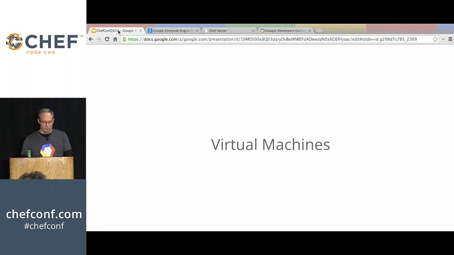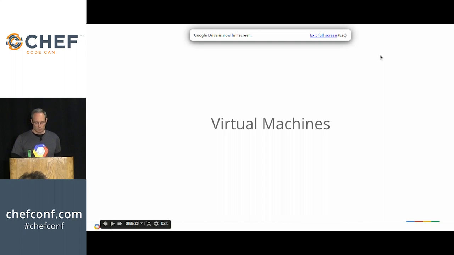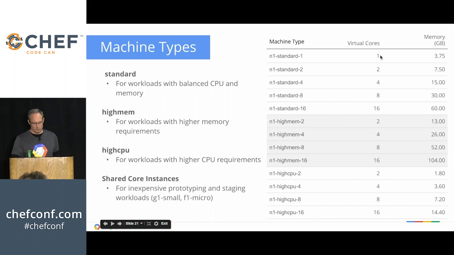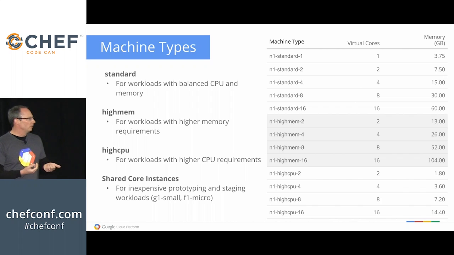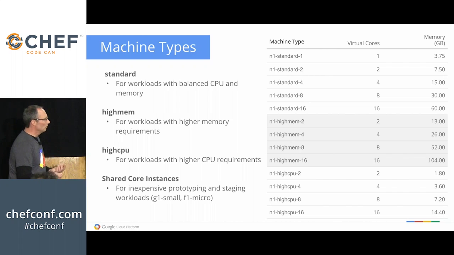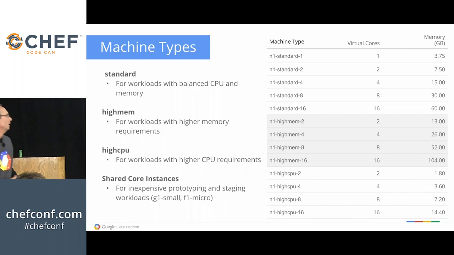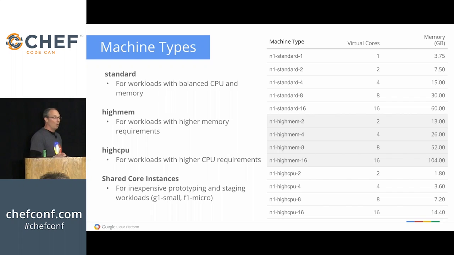So let's go back over here. All right, our machine types. Based on your needs, we've got them categorized into 3 different mixes of CPU and RAM. So our standard size, in the top part of the chart there, goes all the way up to 16 cores, and if you're in the high mem section, you can get up to 104, I think that's 104 gigs of RAM. Depending on your workloads, it might be more CPU intensive or RAM intensive. Or if you want to just do some prototyping, we also have shared core instances.